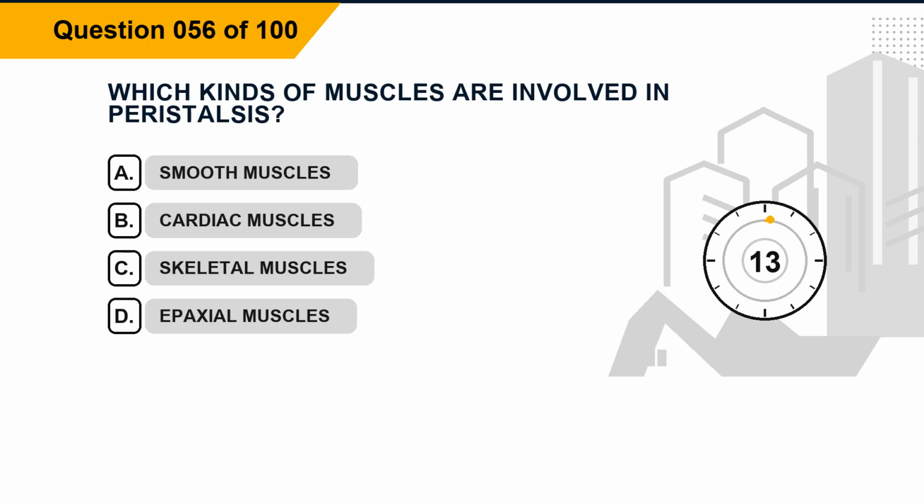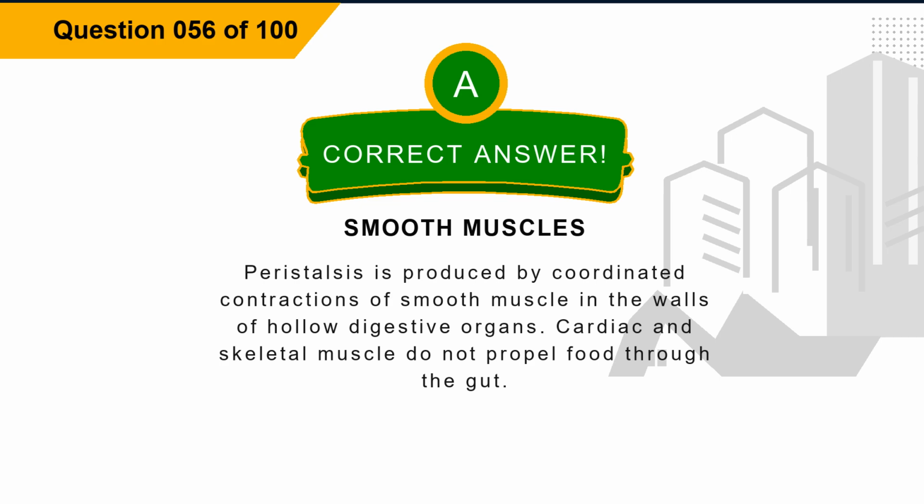Question 56. Which kinds of muscles are involved in peristalsis? Option A, smooth muscles. Option B, cardiac muscles. Option C, skeletal muscles. Option D, epaxial muscles. The correct answer is option A, smooth muscles. Explanation. Peristalsis is produced by coordinated contractions of smooth muscle in the walls of hollow digestive organs. Cardiac and skeletal muscle do not propel food through the gut.